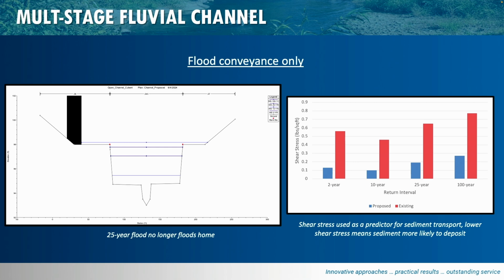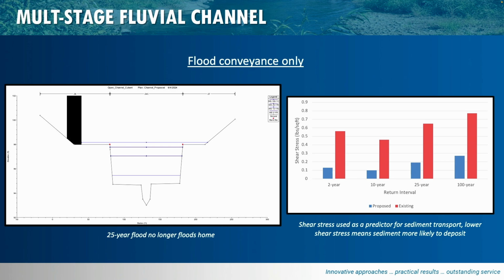So those numbers tell us that, wait, we should really be considering sediment, because our clear channel now is going to start to fill in because we have reduced the shear stress so much under proposed conditions that we're going to have to probably go out and maintain that channel.